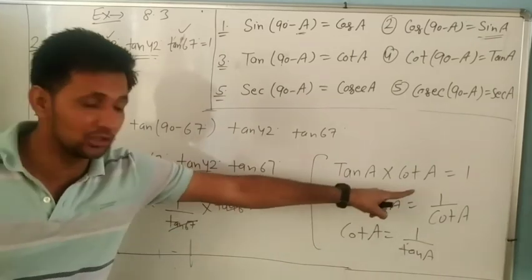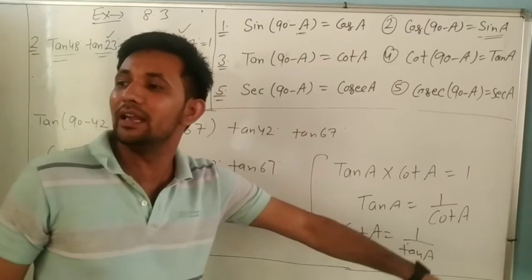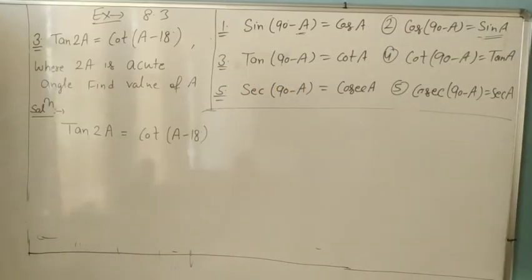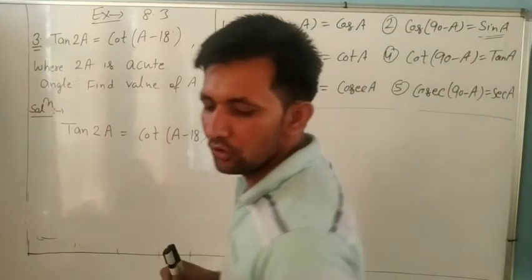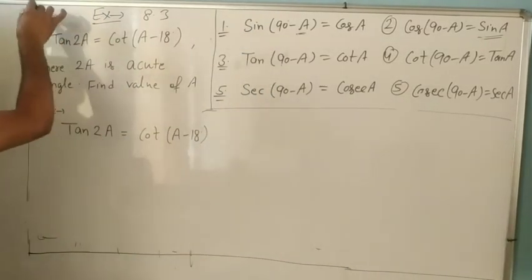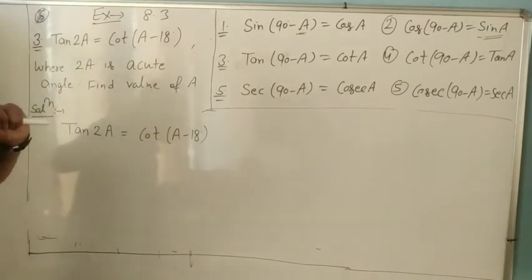But always remember the formula, because tan is the opposite of cot. Tan equal to 1 by cot A. Cot A is 1 by tan A. Note it down. Now dear, the second part of the second question you have to do yourself. Now question number 3 and 5 both are the same. The fifth question you have to do yourself.